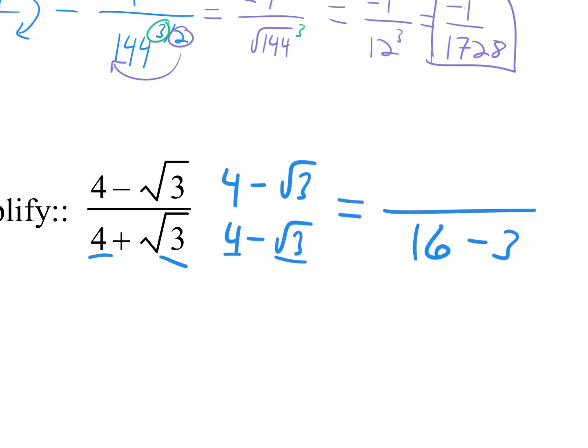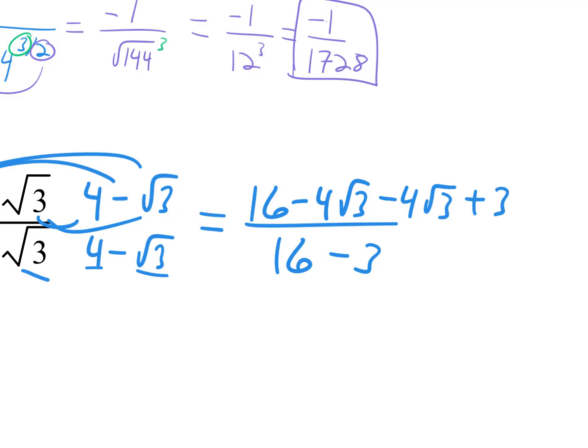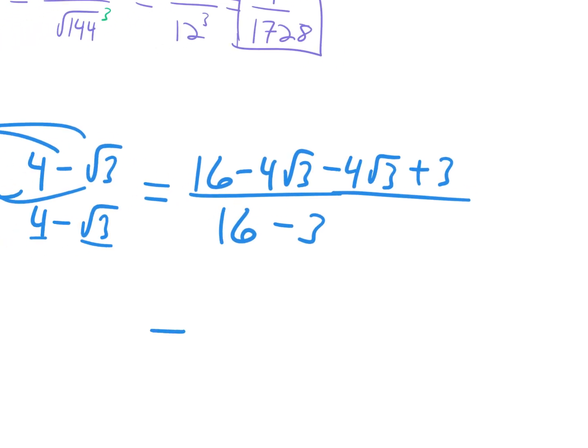And the top we can just FOIL as normal, right? So we can do 4 times 4, 16. 4 times negative square root of 3 is minus 4 square root of 3. Inner times the inner is going to be minus 4 square root of 3. And then last times the last is going to be plus 3. Negative times negative, and then square root of 3 and square root of 3. Do we have like terms on top? Yeah, right? So we can combine. 16 plus 3 is going to get you 19. And then this radical and that radical is going to get you negative 8 square root of 3.